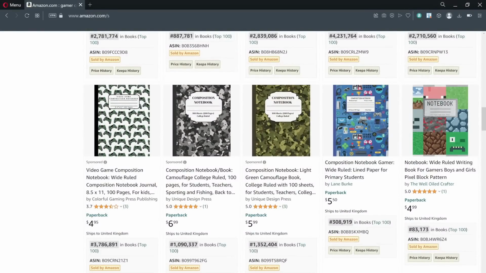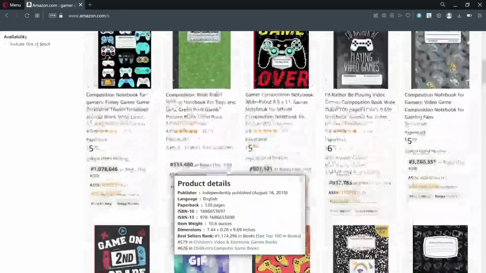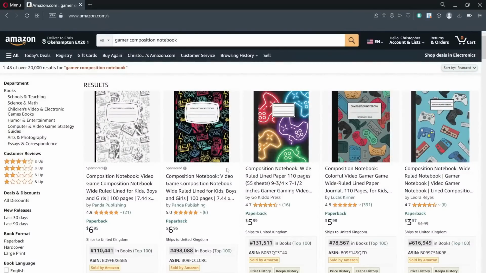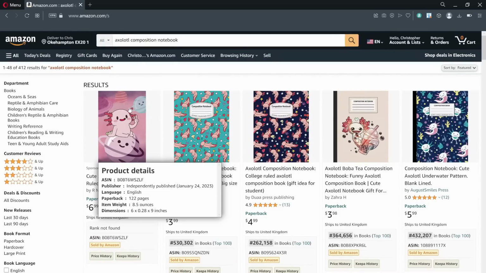So you tell me the difference between what we've just looked at with the botanical composition notebook and the gamer composition notebook. Which would you pick out of the two? It's obviously going to be the botanical one, right? Because the BSRs are consistently pretty low across the first page, whereas with this one, we have lots of books that are performing badly and only a handful that have decent BSRs.